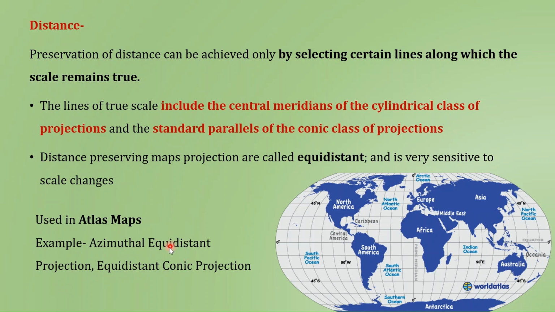So here if you notice, in both the names we have equidistant, which means it preserves the property distance, and azimuthal represents the planar projection, and here it is the conic projection.